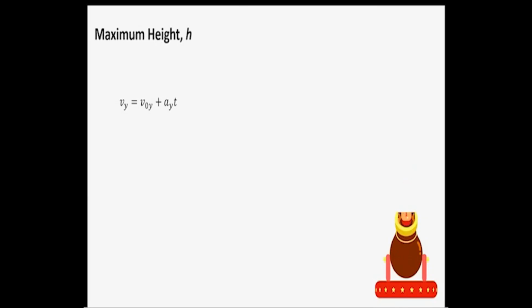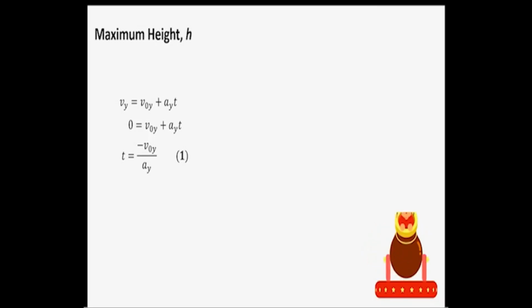Now, let's recall that at maximum height, the velocity vector, or the v sub y, of our projectile is equal to 0, making our equation 0 is equal to v sub 0y plus a sub y t. From this, let's derive the equation for time by transposing and dividing both sides by a sub y. t is equal to negative v sub 0y over a sub y.